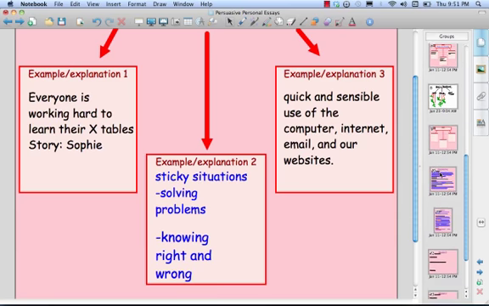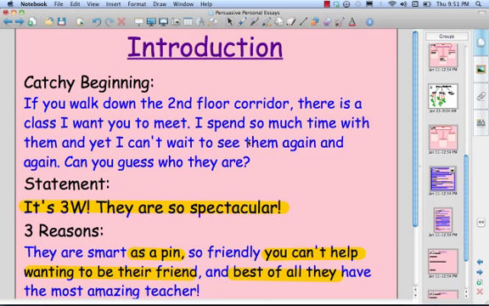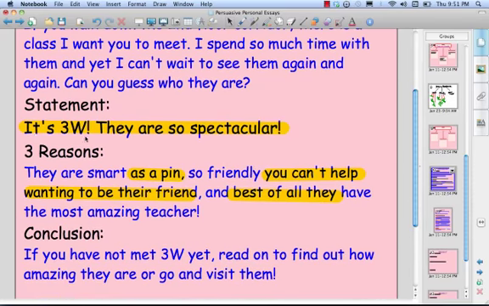So I'm going to take you through the introduction and the paragraphs that we wrote together for the introduction and first reason. Now, if you look at the introduction, we have started with a catchy beginning. Instead of just saying one sentence, we decided that we would elaborate and write a little bit more. So we started with, if you walk down the 2nd floor corridor, there is a class I want you to meet. I spend so much time with them, and yet I can't wait to see them again and again. Can you guess who they are? It's 3W. They are so spectacular.